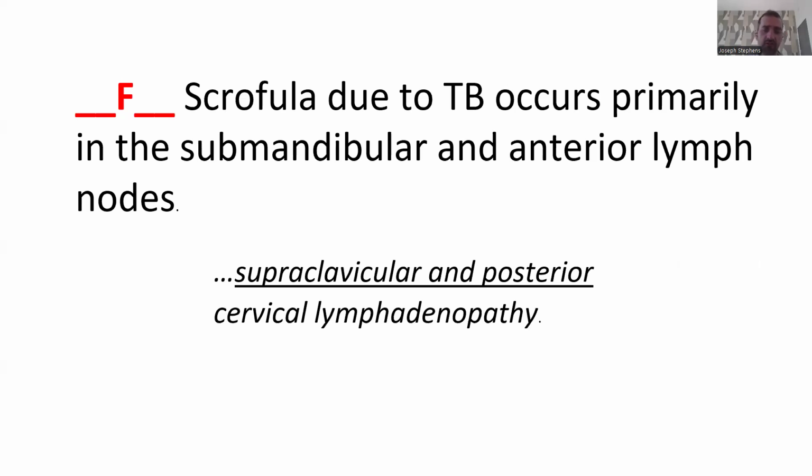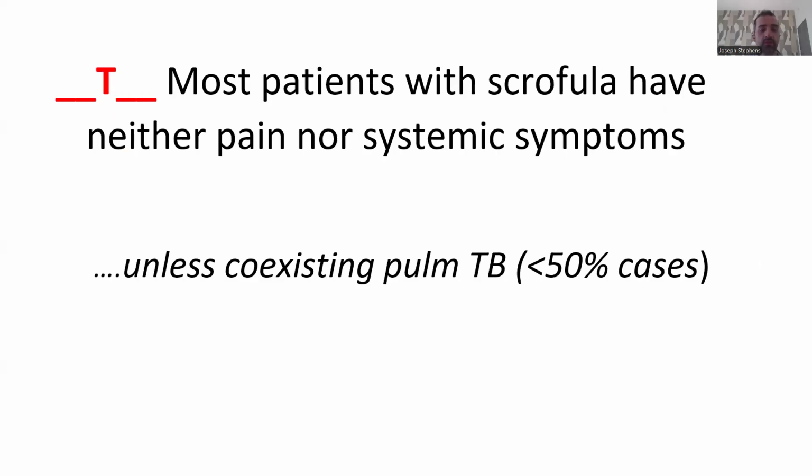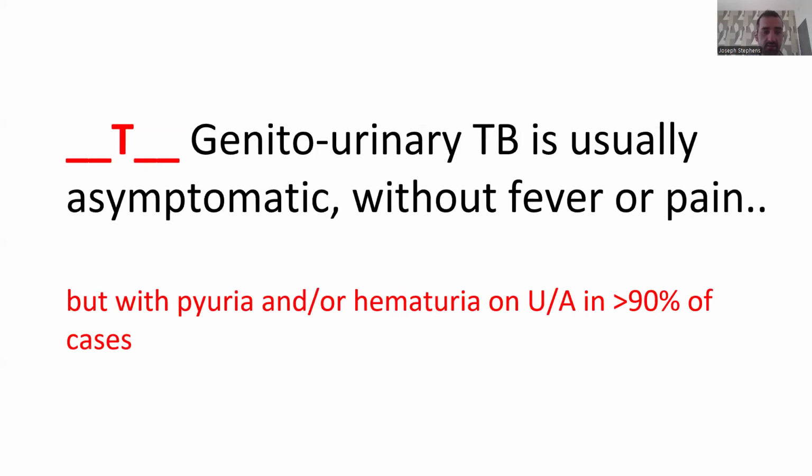True or false? Scrofula due to TB occurs primarily in the submandibular and anterior lymph nodes, and it's false. It's mostly supraclavicular and posterior cervical lymphadenopathy. True or false? Most patients with scrofula have neither pain nor systemic symptoms, and this is true unless they have coexisting pulmonary TB, which happens in a little bit less than half the cases of scrofula. Scrofula can be largely asymptomatic, maybe some slight tenderness.